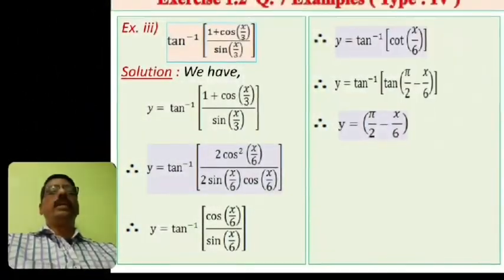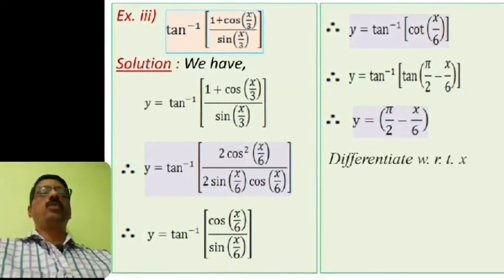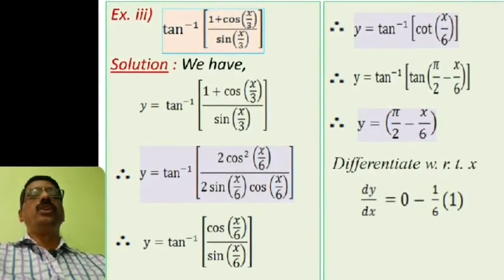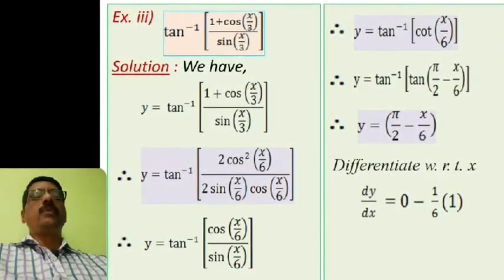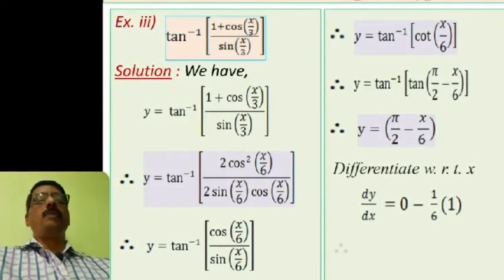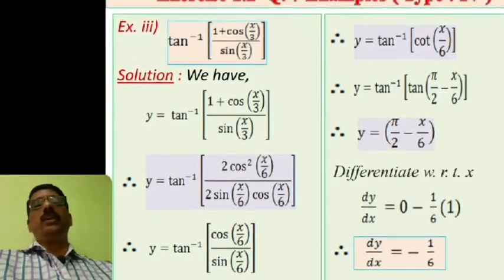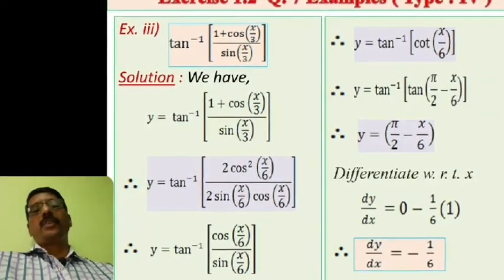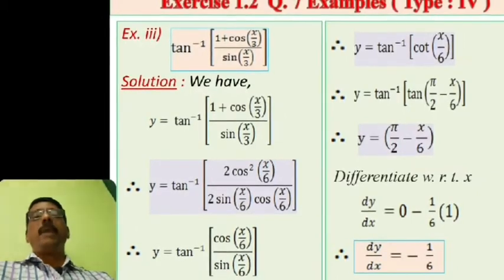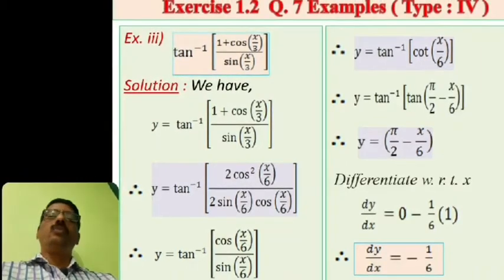Now we are taking the derivative of the given function. Okay, therefore differentiate the given function with respect to x. Therefore dy by dx equal to pi by 2 having the derivative 0, and x by 6 having the derivative 1 upon 6 into (x having the derivative 1), and therefore dy by dx becomes minus 1 upon 6. That is the derivative of the given function. Okay, that means here also, firstly convert the given function into the simplest form with the help of trigonometric formulas, and then we can get the derivative of the given function.